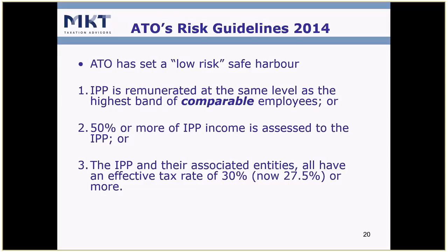Or number three, the principal and their associated entities. So all of the entities that get the 700 grand all have an effective tax rate of at least 30%. Now I'd assume that would now be 27.5, but they haven't updated those guidelines since September 14, so they haven't specifically said it. So what that means is, provided that $700,000 goes to entities, family members, individuals that all have an effective tax rate of at least 30%, fine.